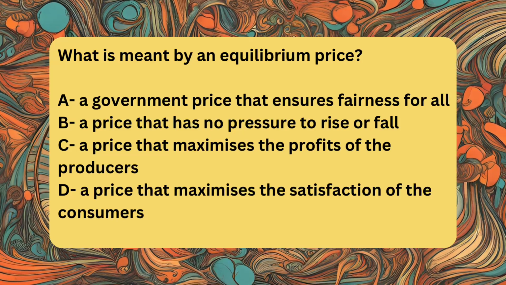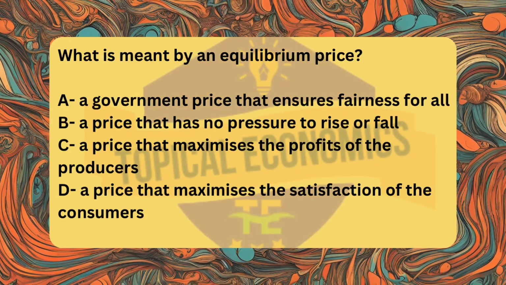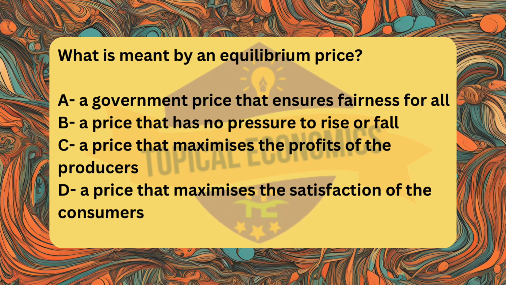Moving to question 12. What is meant by an equilibrium price? A. A government price that ensures fairness for all. B. A price that has no pressure to rise or fall. C. A price that maximizes the profits of the producers. D. A price that maximizes the satisfaction of the consumers. This question is from year 2015 October-November version 2. The correct answer for this question is option B. A price that has no pressure to rise or fall.